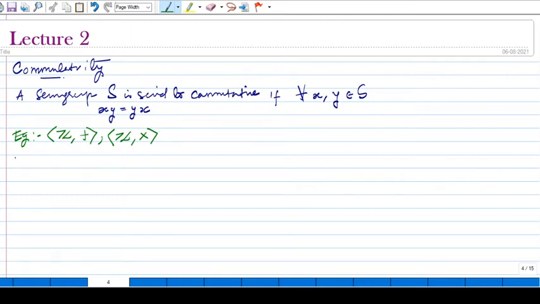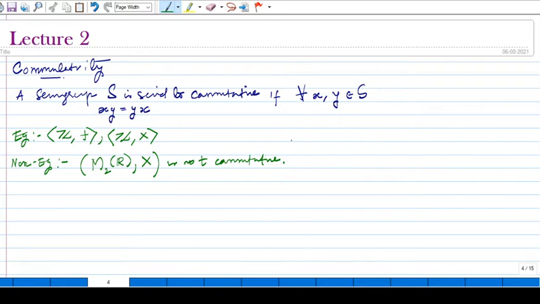Now, what are the non-examples? One of the classic non-examples is the collection of matrices under multiplication. For instance, I am taking 2 by 2 matrices over real numbers with the usual multiplication of matrices. It's not commutative. It's very clear that it is a semigroup, right?